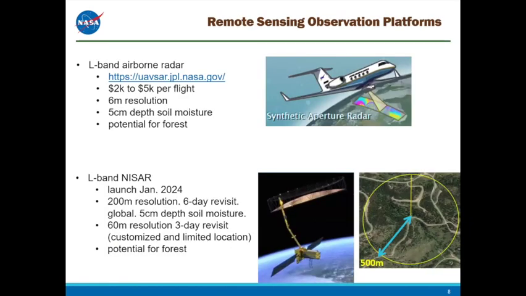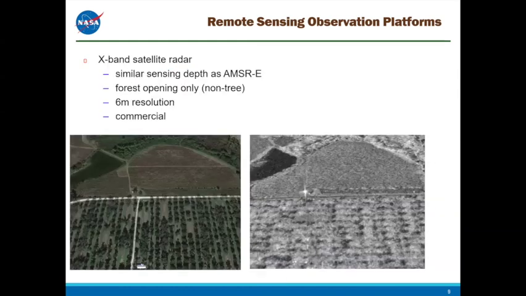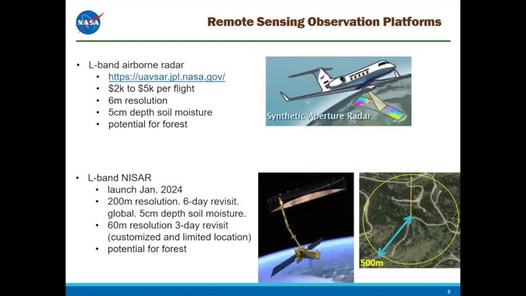So, summarizing the platforms of the experiments that I showed you in the past, one is the L-band airborne radar. It costs about 2K to 5K per flight, and 6-meter resolution if it supports the surface.